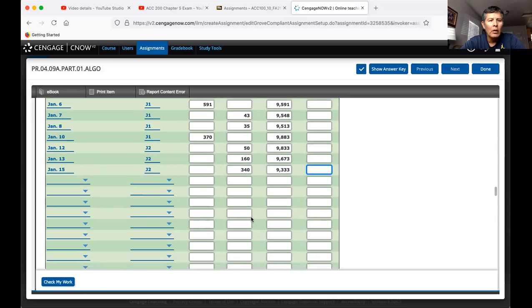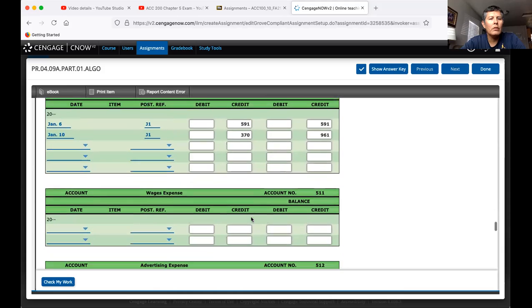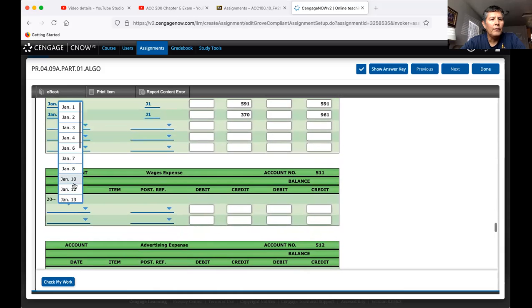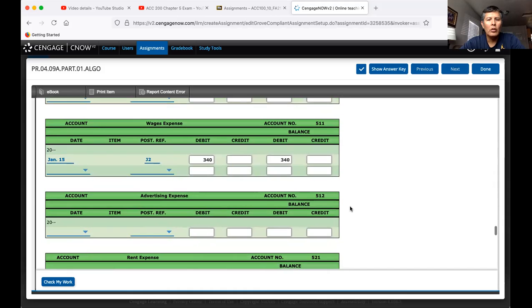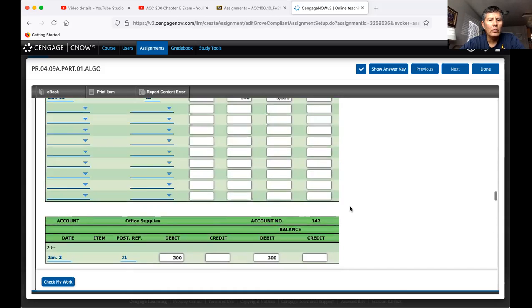Cash is done. Now we got to go to our wages expense account. Wages expense, here it is, the 15th. Just as J2. Remember we debited this for 340. So our balance will be 340. All right, so we recorded it on the general journal and in each of our individual accounts. So let's go back up.